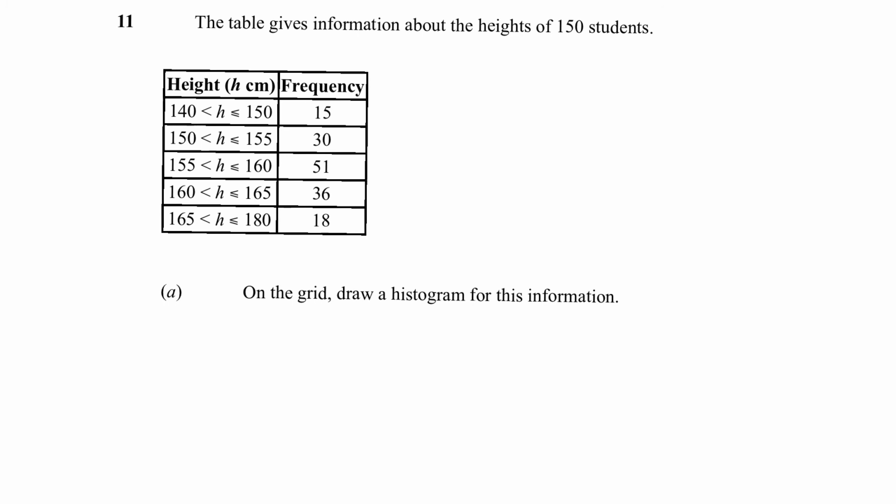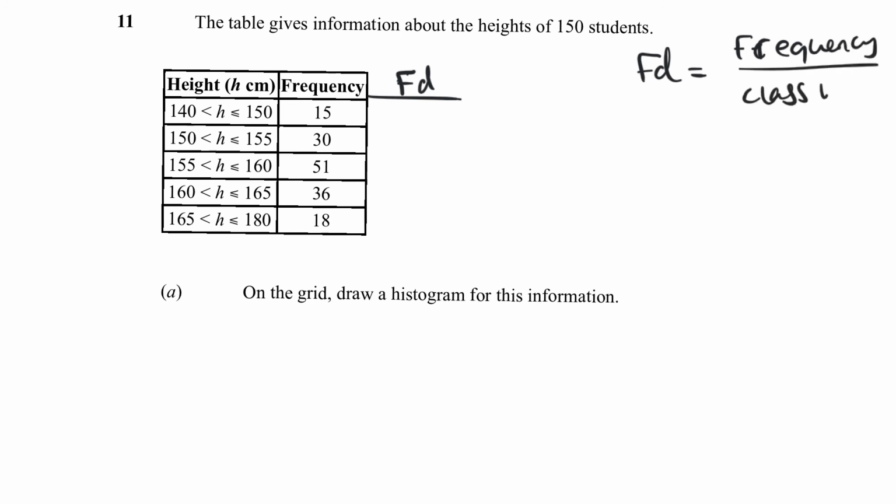So remember, with frequency polygons, you're working out the midpoint. With cumulative frequency, you add them together. And then with histograms, you work out frequency density. So I'm going to call it FD for short. The equation for frequency density is frequency divided by class width, aka this column.